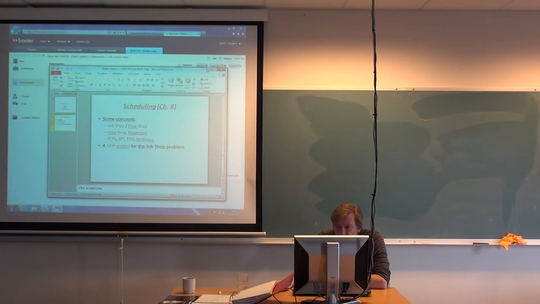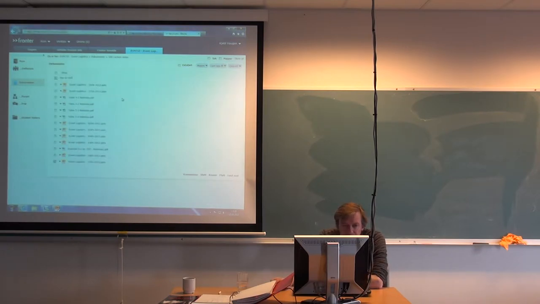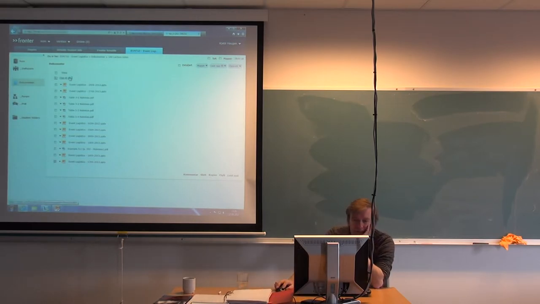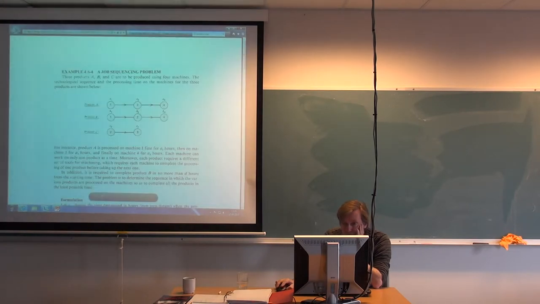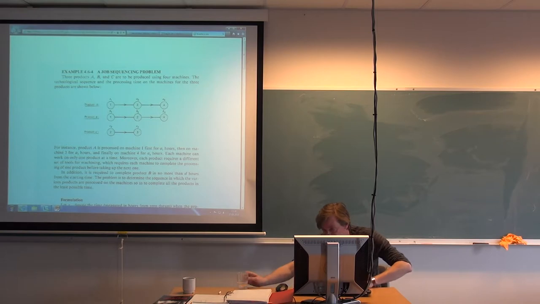If you look at the added material here, there is a file called job shop MIP model PDF. So if you open that one, this example is completely described, but I will spend a little time the rest of this hour to run quickly through it, how it works logically.